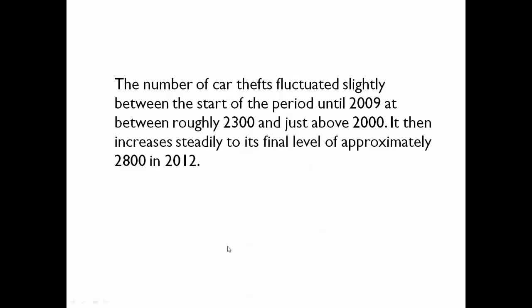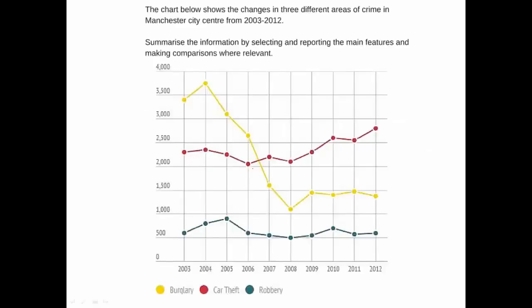So that is our first thing that we're going to talk about. That's the number 1. It then increases steadily to its final level of approximately 2,800 in 2012. So this is our second thing. So 2 things that we looked at before. This is our first sentence, and this is our second sentence.